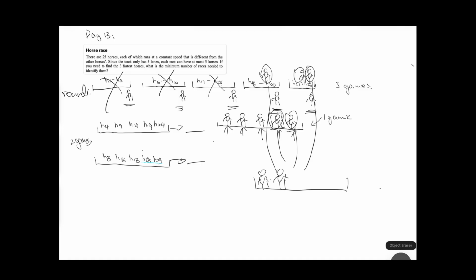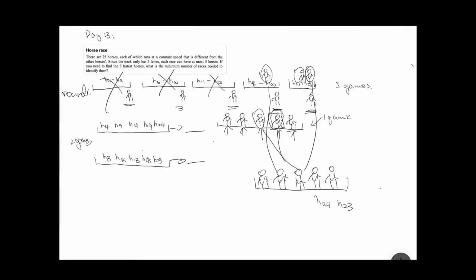Actually, I made a mistake. We don't need to take the fastest into a race. We do need to take the third fastest into a race. So we basically put these 5 into a race, and the top 2 finishers from this race are going to be our H24 and H23 that we're looking for.